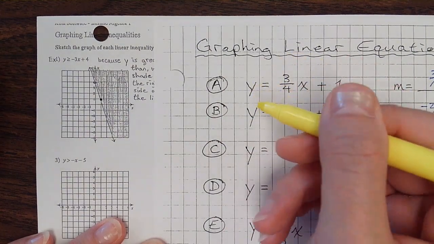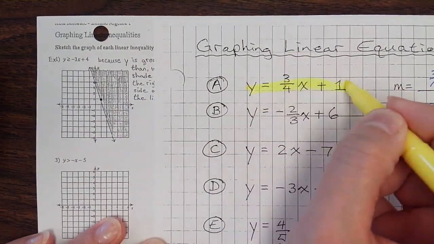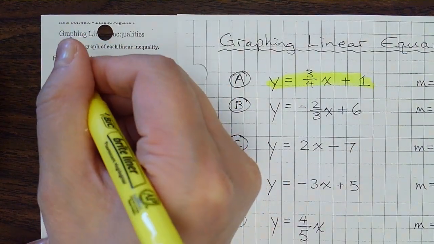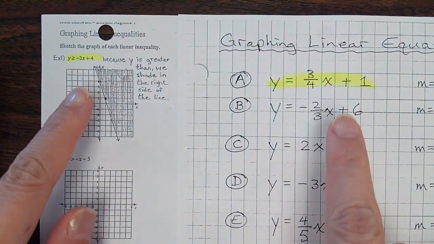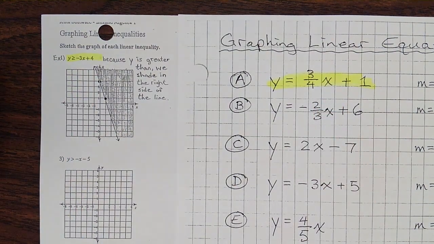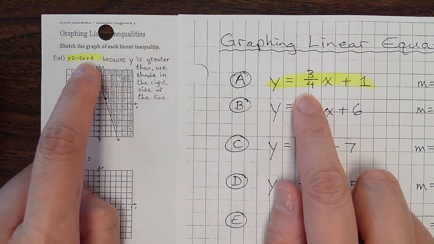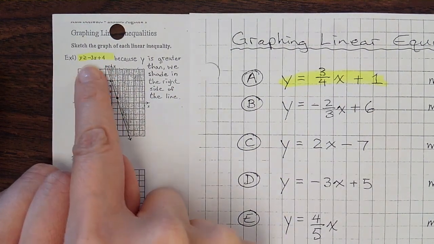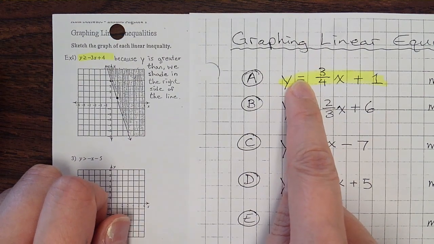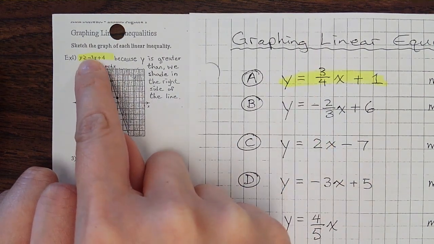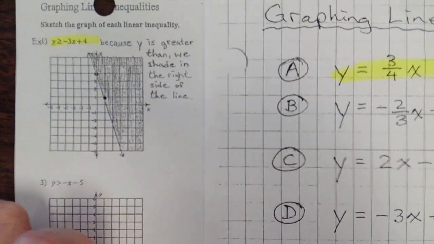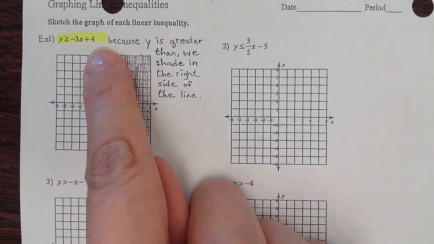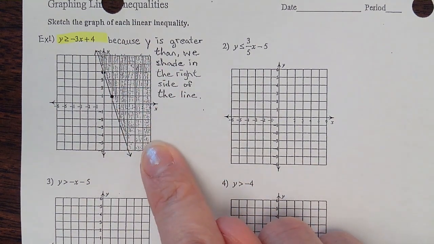Okay, so take a look at this equation and this equation. What's different between these two equations? Bigger than, right? This is an equal sign, and so it's just a line. This one, though, is a greater than or equal to sign, and so instead of just a line, we also have to shade it in. Okay?